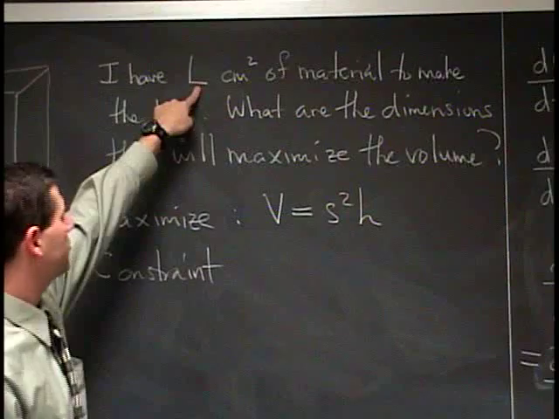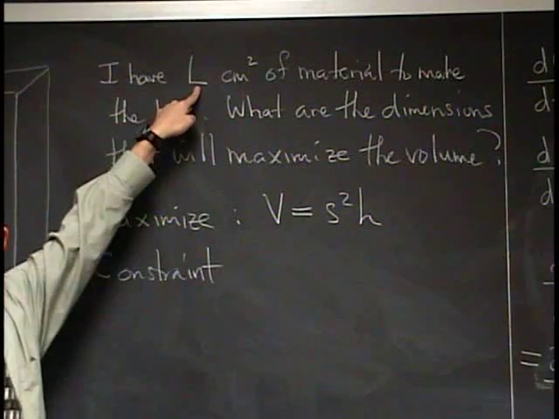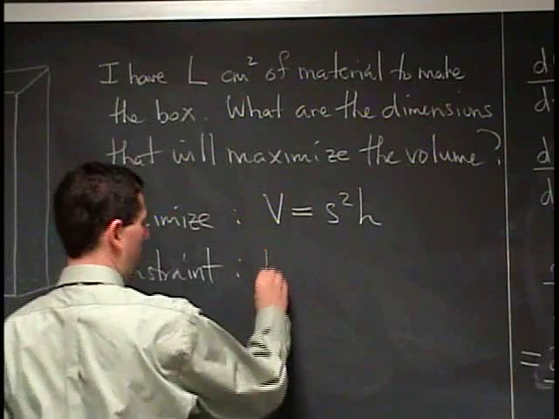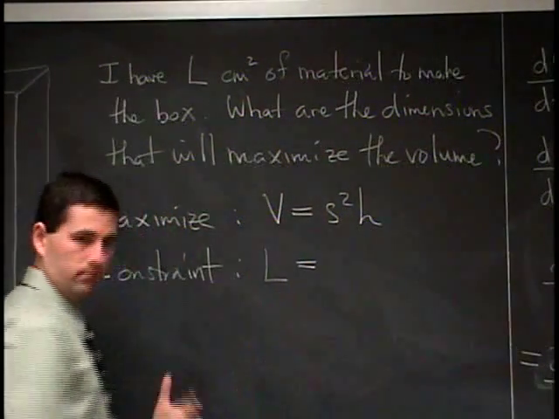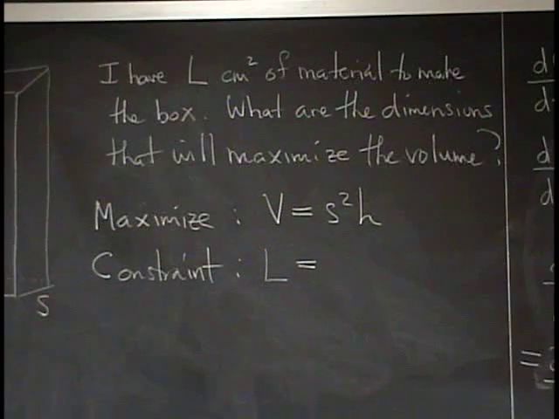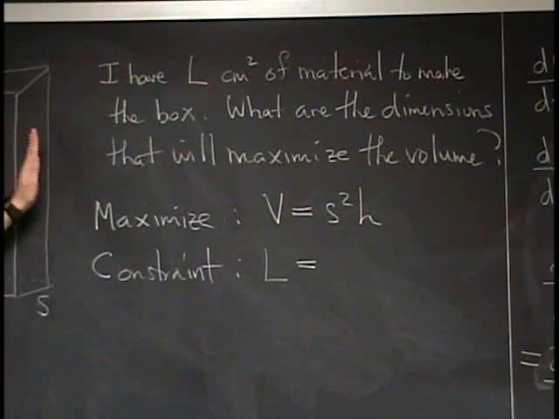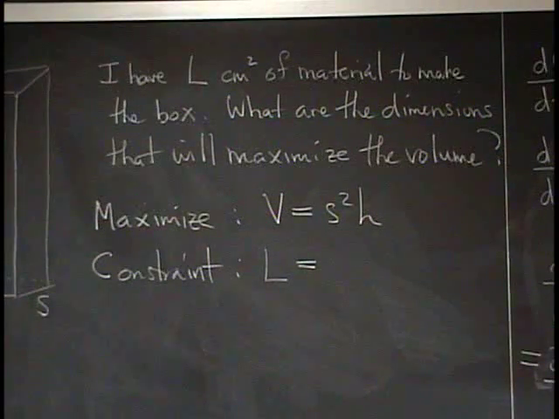So the constraint here is that you only have a certain amount of material. That's your L, and we'll assume it makes no sense to use less than L, so you're going to use all of L. You use all that material to make the sides and the bottom of this box. So you're talking about the surface area of this box. What's the surface area? Well, let's see. You have how many sides to the box? Four sides plus a top and bottom, but we don't have a top, right? It was an open box.